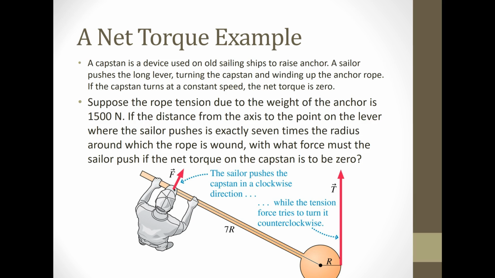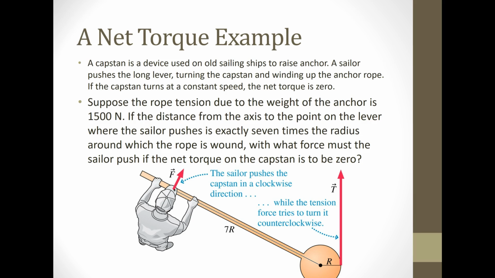So we're given some information, the fact that we are applying our force 7 times as far from the axis of rotation than the anchor is applying its force on that wheel. We know that the anchor is going to weigh 1,500 newtons, right? And it's going to apply a tension of that amount to our thing that's rotating, that capstan. And we're looking at what that sailor is doing, pushing 7 times out.